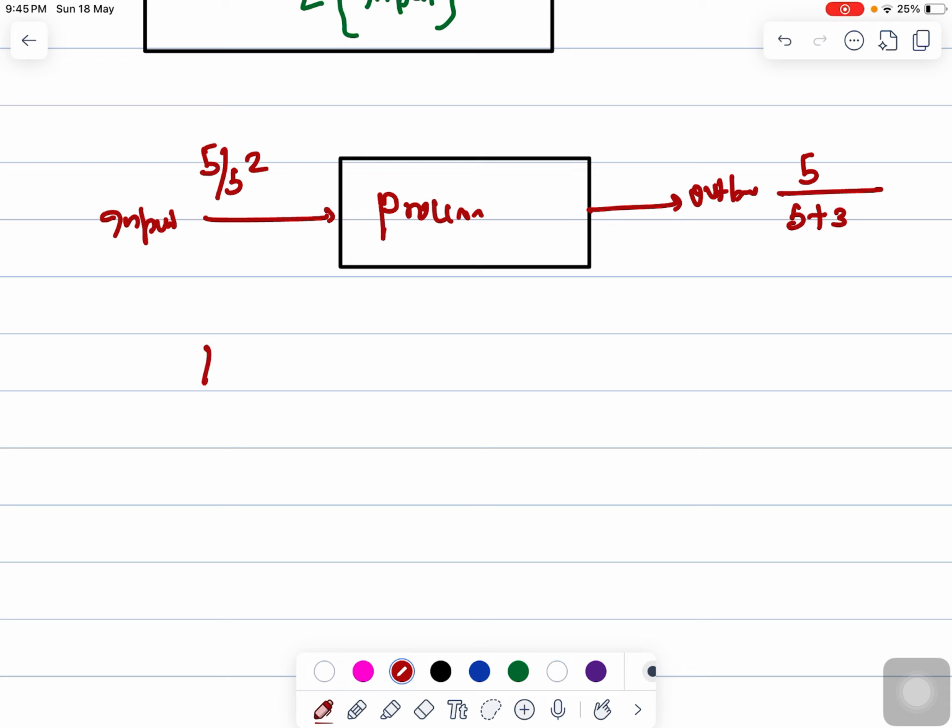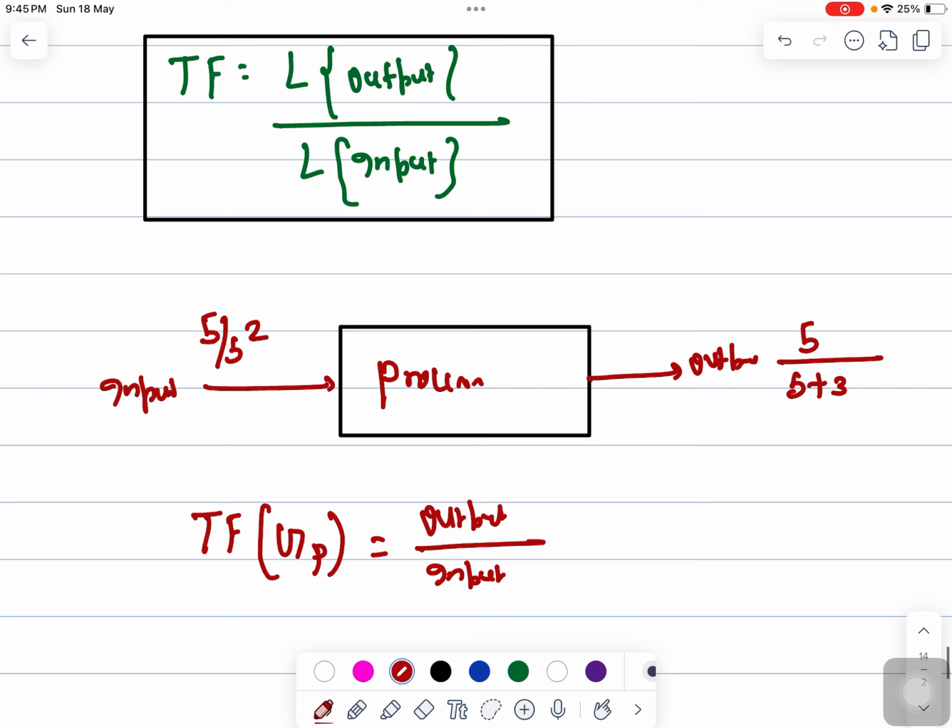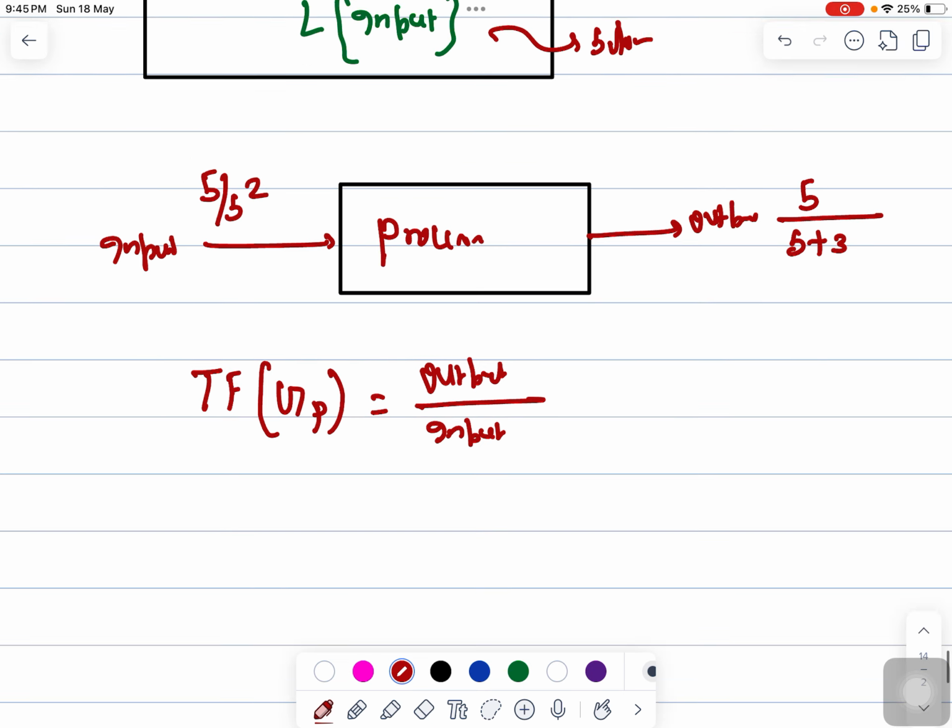So if I want to calculate the transfer function of the process, I'll denote it as GP. GP, the transfer function of the process, is equal to output divided by input. So this should be in the S domain, the Laplace transform, and this should also be in the S domain. Here the function is obviously given in the S domain.